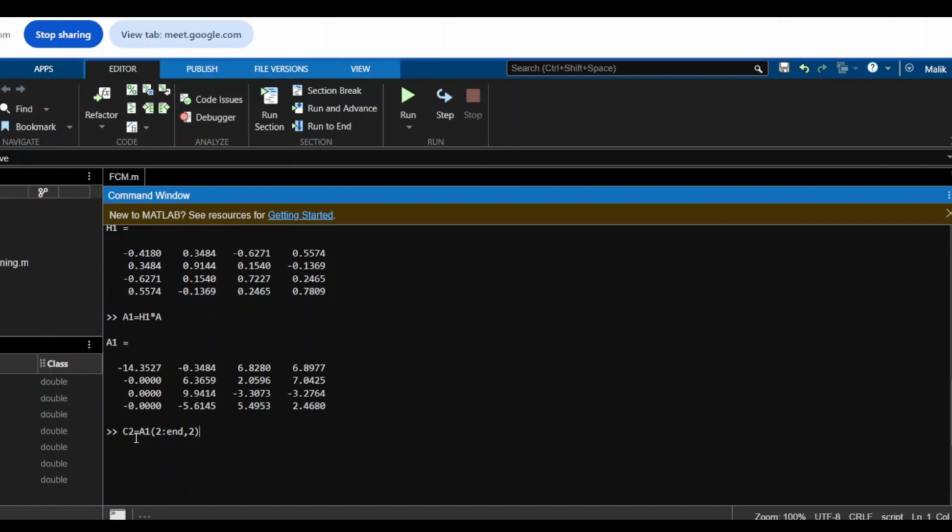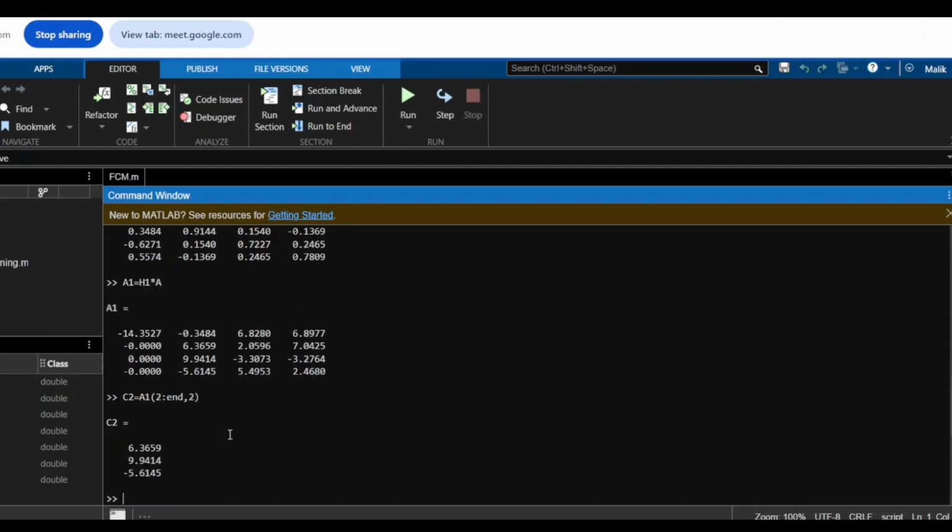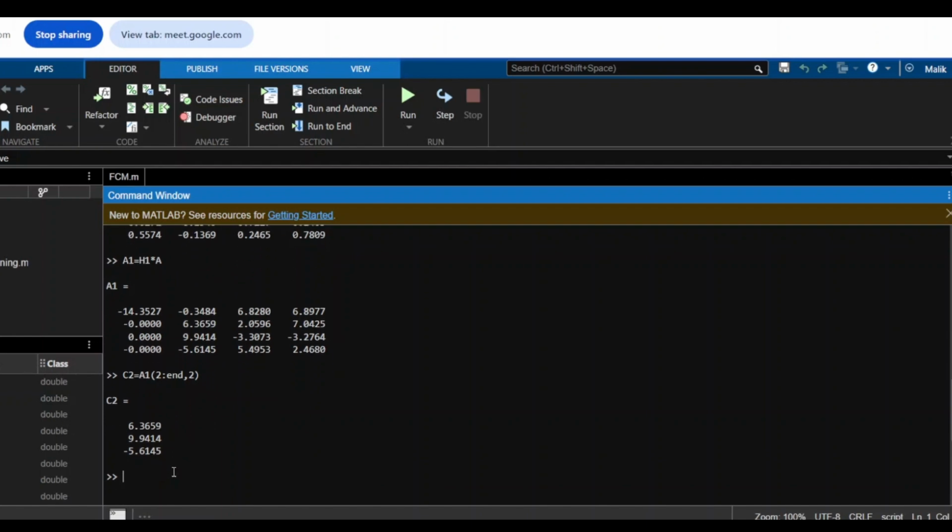Understood this step? Yes, yes. Why am I writing this? I want to take only the last 3 entries, 6, 9 and minus 5. So I will take it from 2 to end, and that of the second column. So yeah, this I am getting.